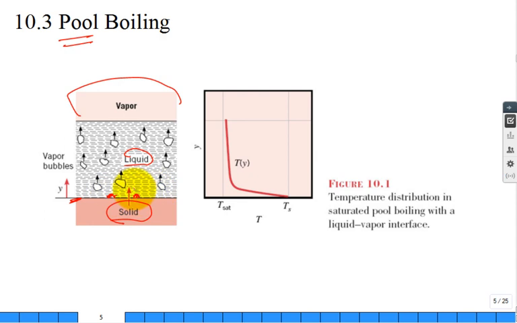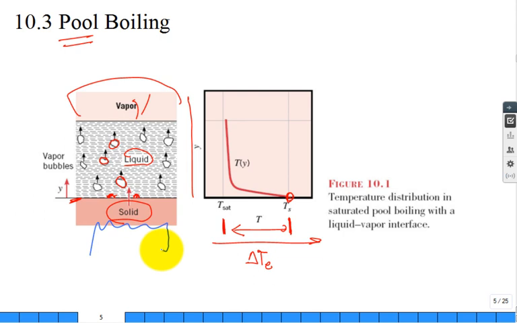So once they're detached, they go to the surface and then join the rest of the vapor that's out there. If you take a look at the temperature profile, so this is the temperature scale as a function of distance, we see that we have this temperature of the surface is higher than the saturation temperature. That's our excess, delta T_e, our excess temperature. So if you're maybe putting electric resistive heat to the solid, you crank it up and crank it up and crank it up, you can move the surface temperature higher and higher and higher, and you'll have a more rapid rate of formation of vapor bubbles and then more rapid heat removal from that surface.